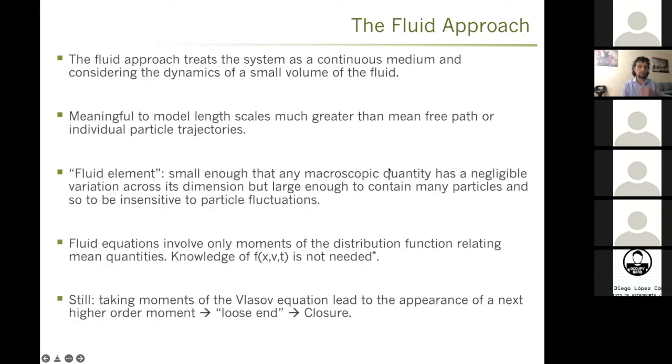Now, the fluid approach makes sense whenever you can consider the system as a continuous medium, okay? And you can consider the dynamics of a small volume of the fluid. Of course, the mean free path of the individual particle must be much smaller than the actual scale length. And the fluid element is actually infinitesimal, but not so infinitesimal. Okay, it's small, but not infinitesimal.